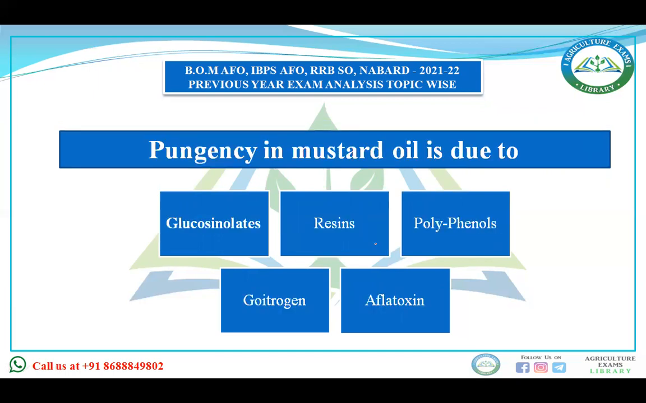Pungency in mustard is due to: glucosinolates, resins, polyphenols, nitrogen, or aflatoxin. I told you in the previous video also that such types of things are asked in the examinations. If it is asked about pungency in mustard, then it is due to the presence of glucosinolates.